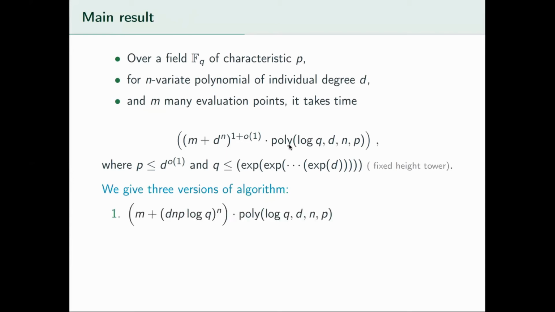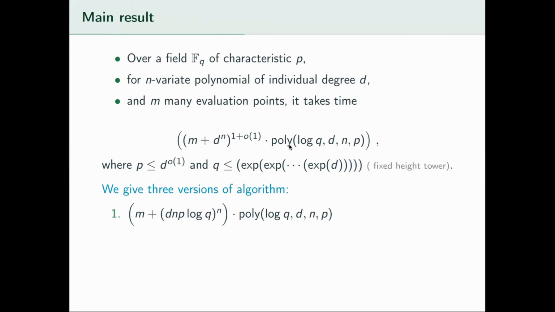In the first version, actually, the first version essentially carries all the essential ideas of our algorithm, but then it can be slightly polished to get better bounds. That's the overall thing that we're trying to do. So it's a three-step thing. In the first algorithm, we get this complexity, which is (m + b) n p log q to the power n, and some lower order terms.